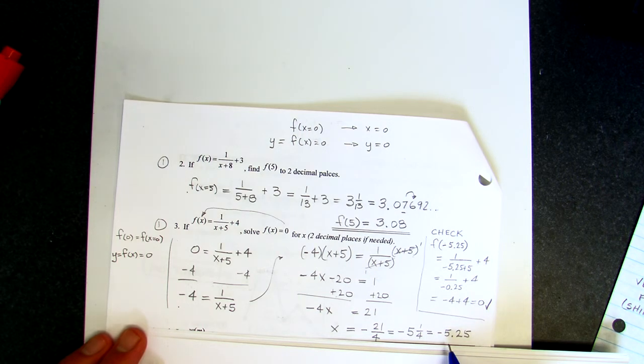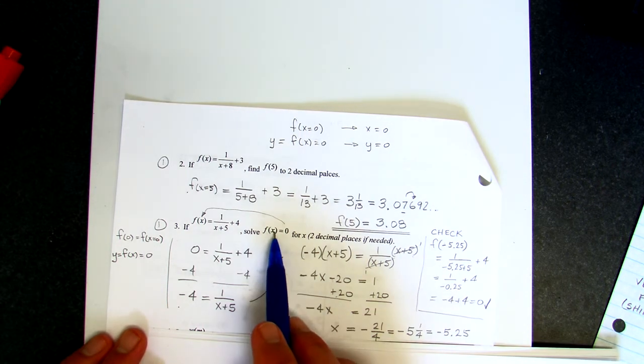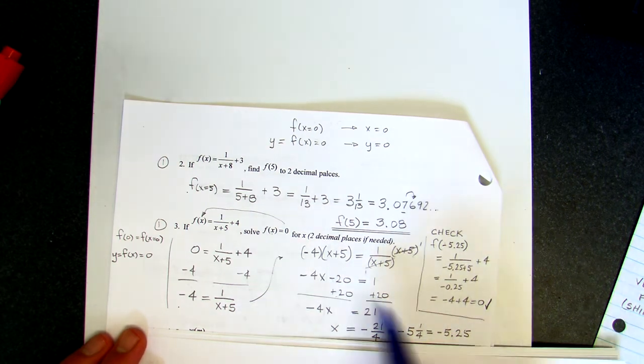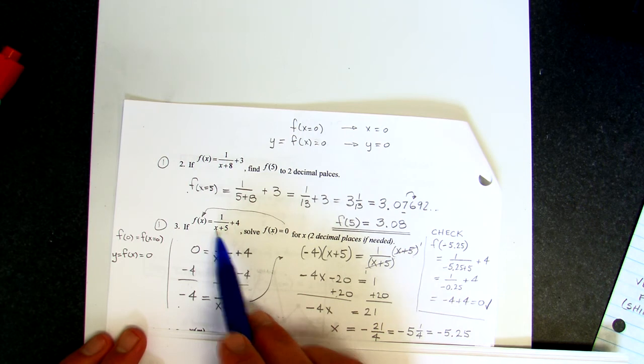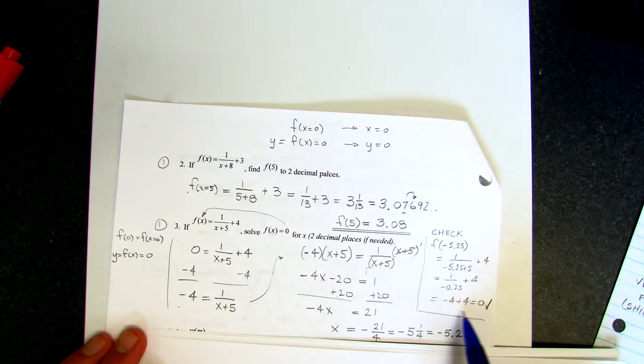And then to make sure that this actually works, we could put in the negative 5.25 into the function, and the result should be 0. So we put in a negative 5.25 for x, evaluate this, and it does check out to be 0.